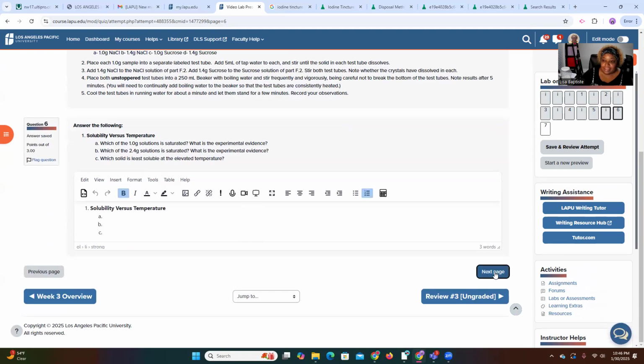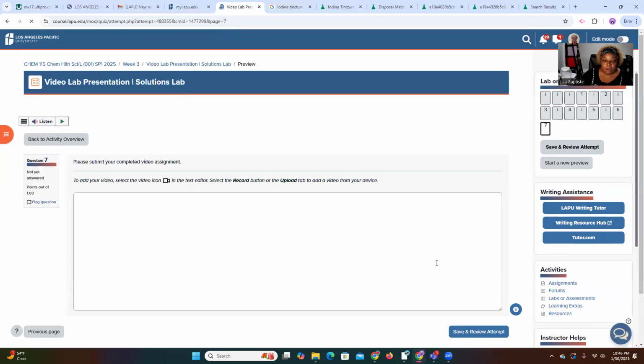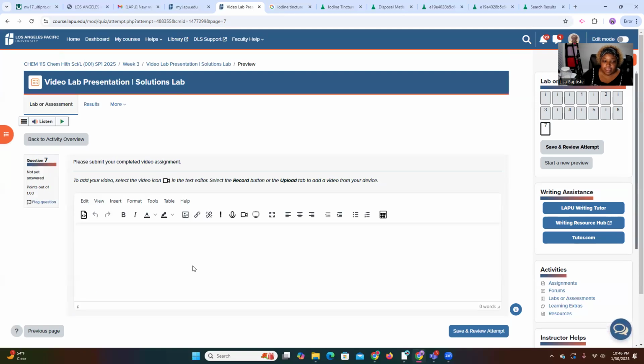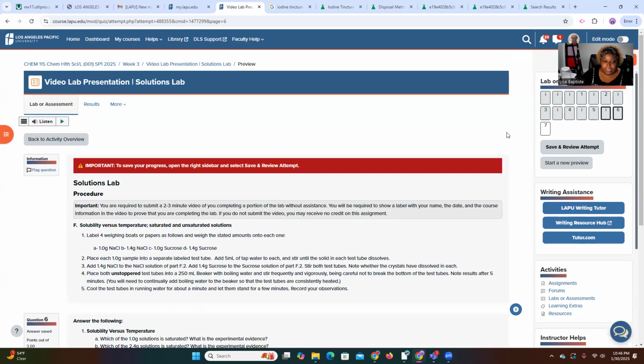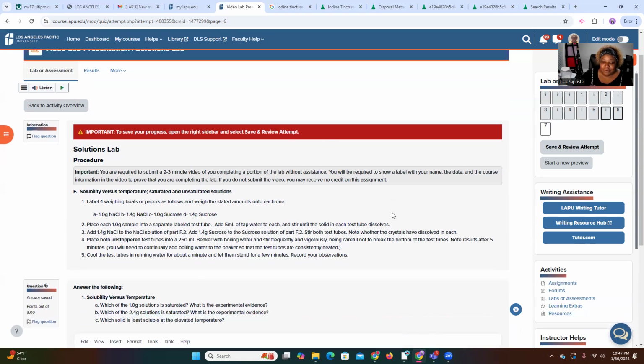And then the last page is where you post your video. And remember, your video needs to be 2 to 3 minutes and you doing one portion of the lab. So, say you wanted to do part A or part B or part C in your lab, just as long as it's 2 minutes, then that would be perfectly fine. So, if you have any questions as you're going through this lab, please let me know and enjoy it.